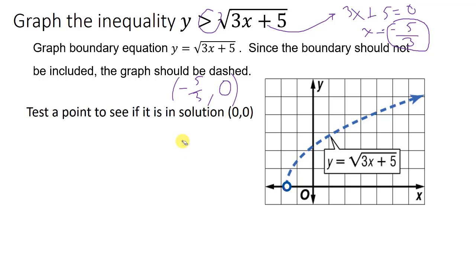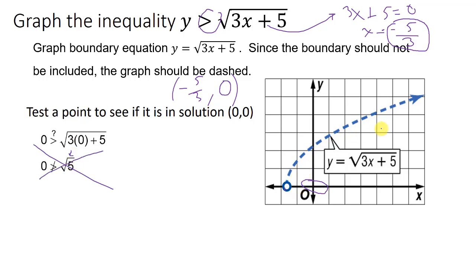So now, as with any inequality, we're going to test a point to see if it's part of the solution. It can't be a point on the boundary line. My personal favorite for inequalities, if you can, is 0, 0. Well, if we test 0, 0, and we put in a 0 into the inequality, we get 0 greater than the square root of 0 plus 5. Well, 0 is not greater than the square root of 5.